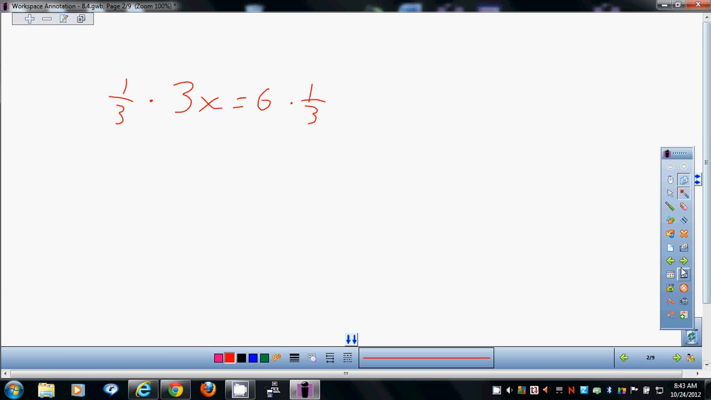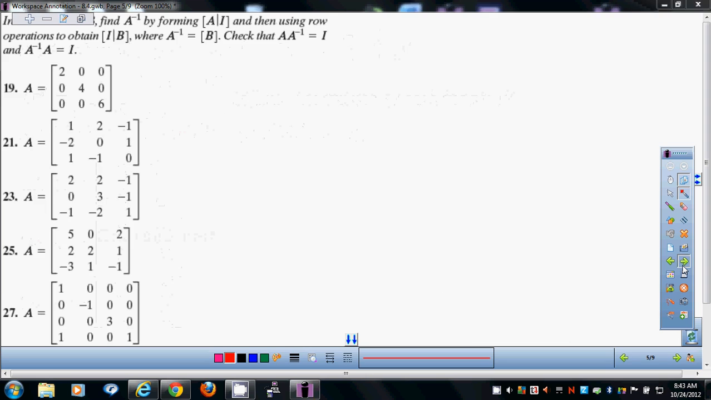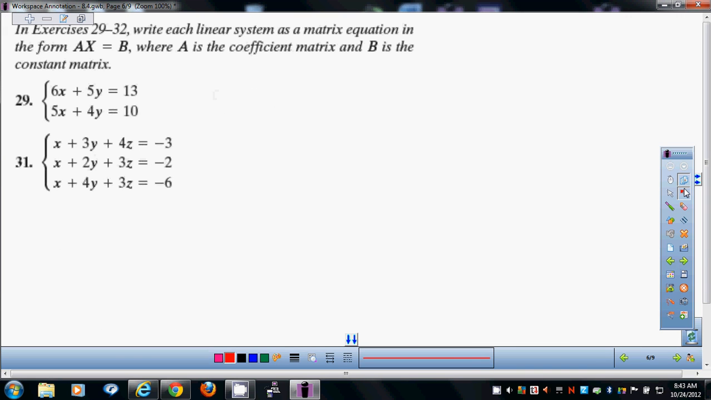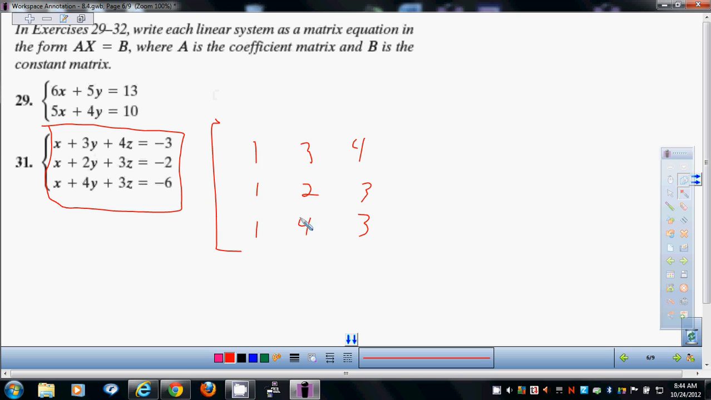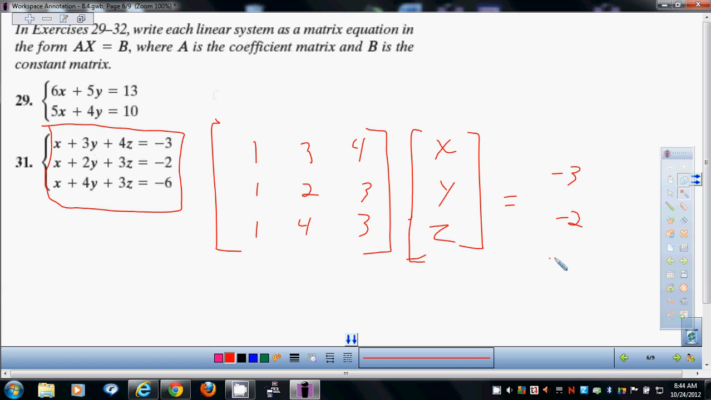Any system of equations, let me just jump to one of the end ones and then I'll come back and show you where all this is going. All of these systems of equations you could break down as matrices. This one would be 1, 3, 4, 1, 2, 3, 1, 4, 3. And then you would write that like this, times x, y, z. And that would equal -3, -2, -6. That is a system of equations written out in matrix form.